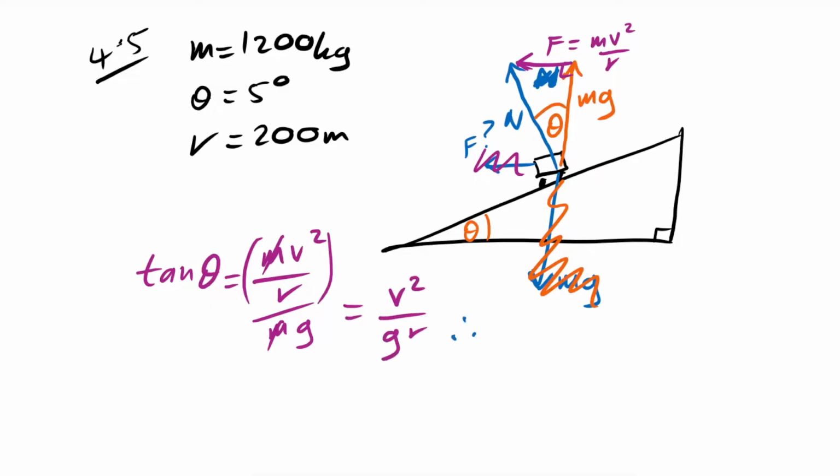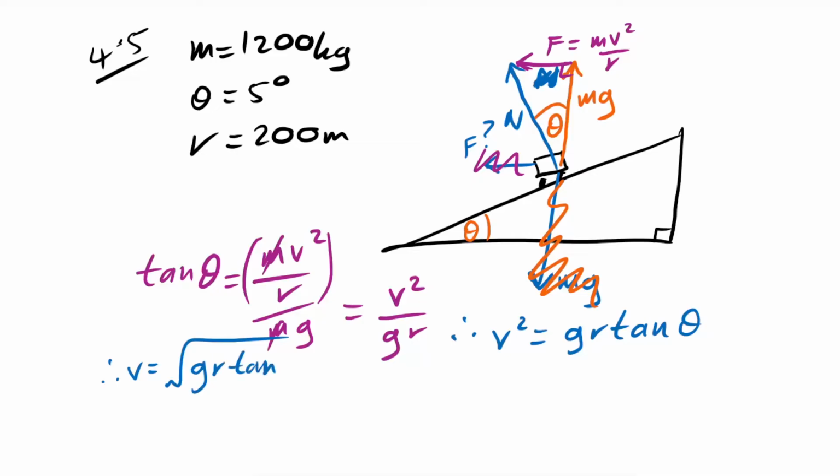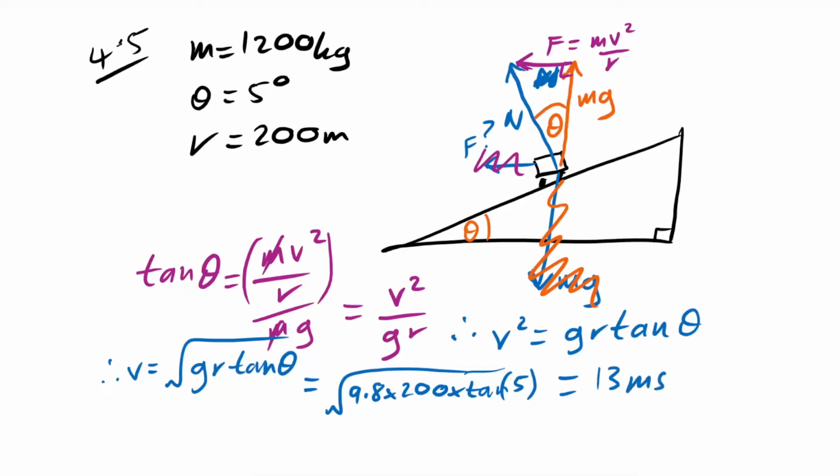Rearranging this, we're looking for v. V squared is equal to gr tan theta. And so that means that v is equal to the square root of gr tan theta. So it's the square root of 9.8 times 200 times tan of 5 degrees. Make sure you're in degrees, not radians. And we end up with a speed of 13.1, but let's just say 13 meters per second. So the trick with these questions is always, first of all, to flip mg. Always flip mg, whether it's a car on a banked track or a plane that's banking. And then you have your triangle of forces.